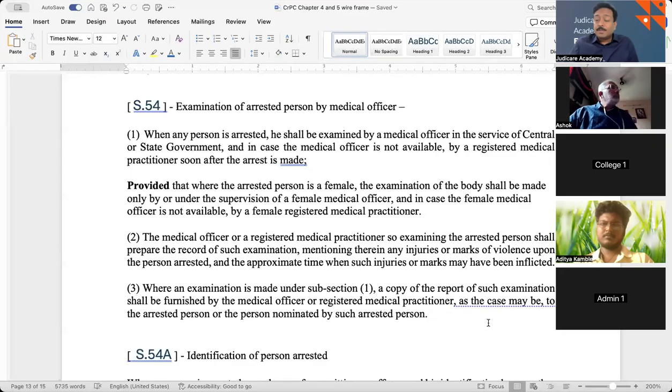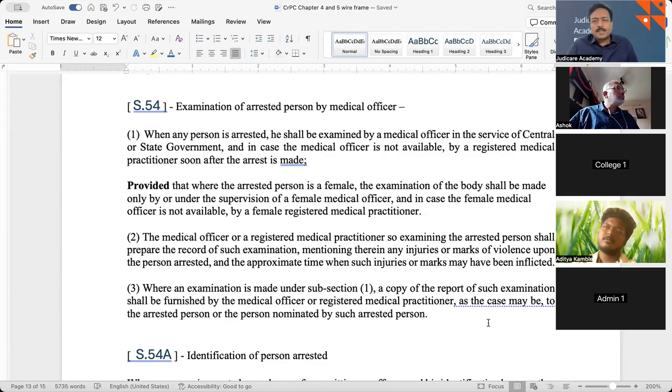Now, the arrested person has been brought for medical examination. When the person is arrested, he shall be examined by a medical officer in the service of the central or state government. This is prescribed. The word prescribed means he is so and so, working in so and so cadre of service. And in case a medical officer is not available, by a registered medical practitioner soon after the arrest is made. If required, that can also be done.